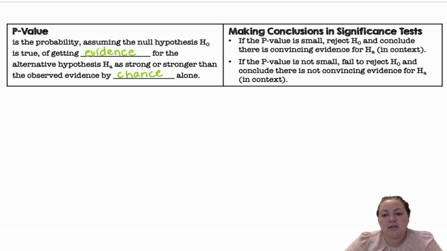Making conclusions in a significance test. If the p-value is small, then we reject the null hypothesis and conclude there is convincing evidence, and we would put that all in context. If the p-value is not small, then we fail to reject the null hypothesis, and we conclude that there is not convincing evidence of the alternative.